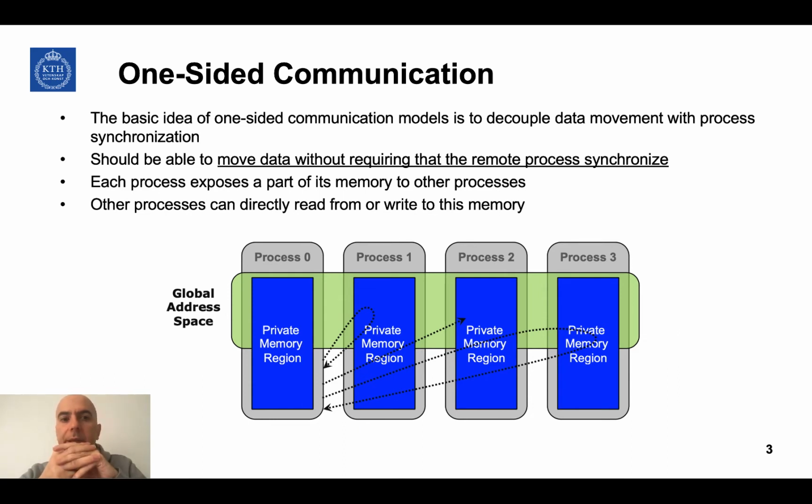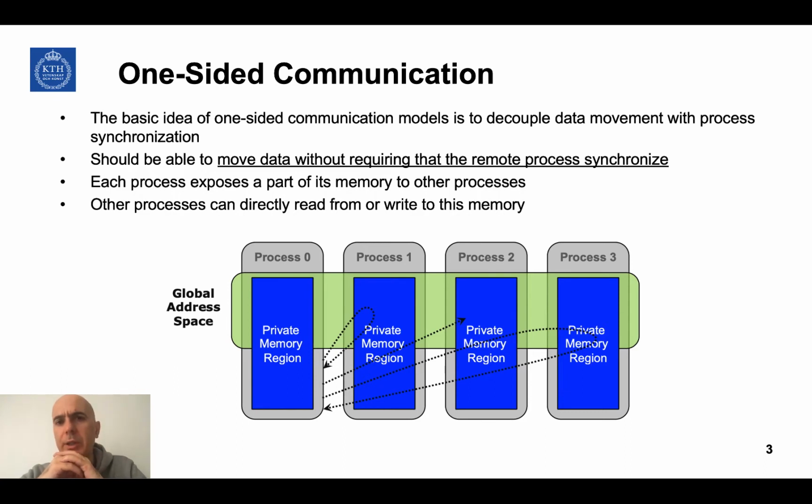So what's the basic idea of one-sided communication? The basic idea of the one-sided communication model is to decouple data movement from synchronization. In MPI two-sided, each message receive introduces a basic synchronization mechanism. Here we explicitly need to synchronize the communication. One-sided communication should be able to move data without requiring the data movement process to synchronize. So we are removing a synchronization step at the remote process that the two-sided communication model requires.